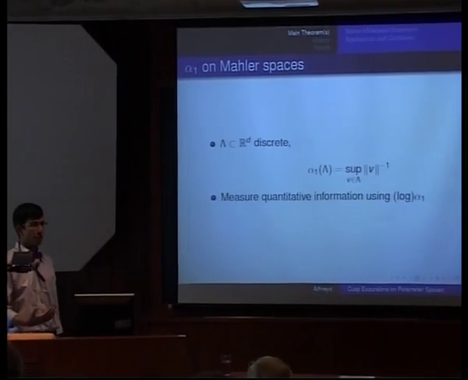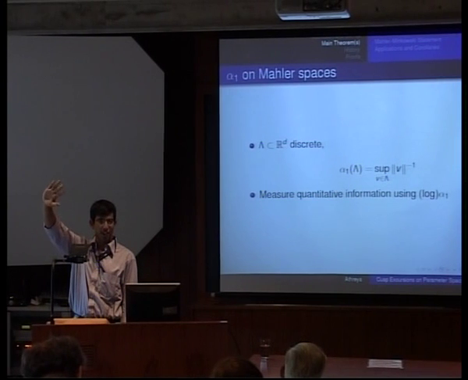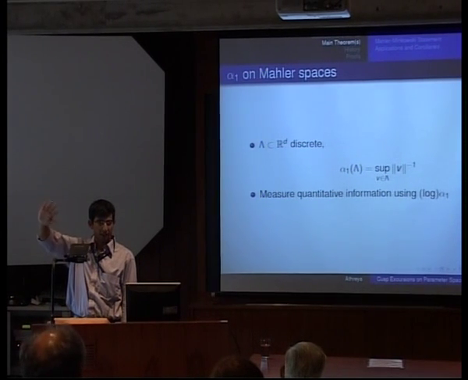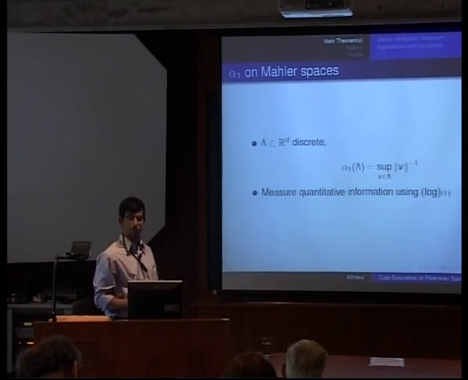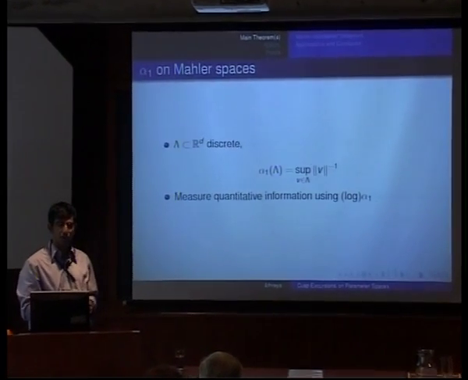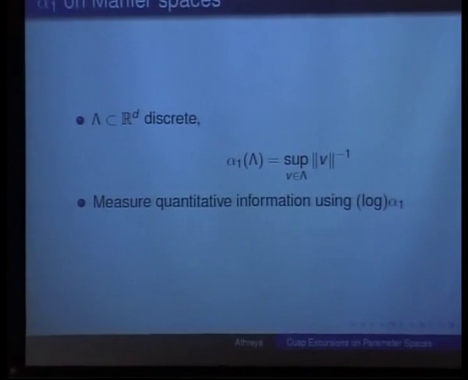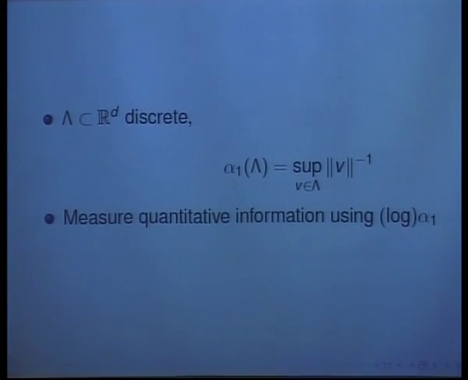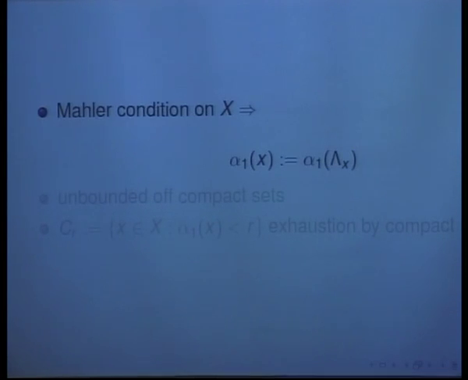And what we're going to do is measure our quantitative rate of escape, our visits to the non-compact part of the space, in terms of alpha 1 and log of alpha 1. Log alpha 1 is what's more traditionally used, because then you can play around and use your favorite norm to define alpha 1 when you use log, because any two norms on this finite dimensional space only differ by a constant.